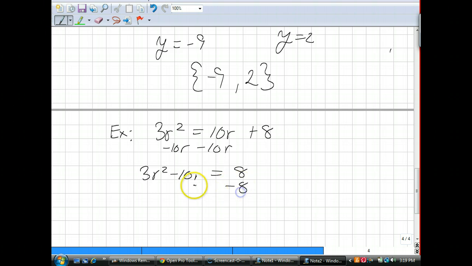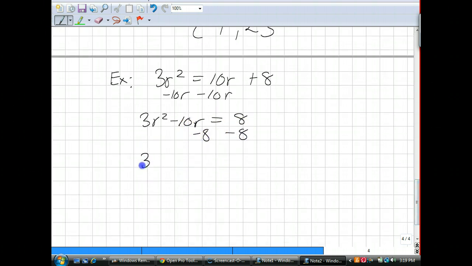And I'm going to subtract 8 from both sides. So I have 3r squared minus 10r minus 8 equals 0.